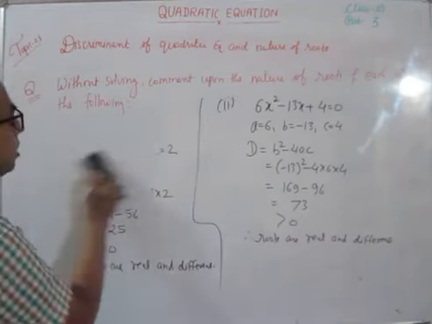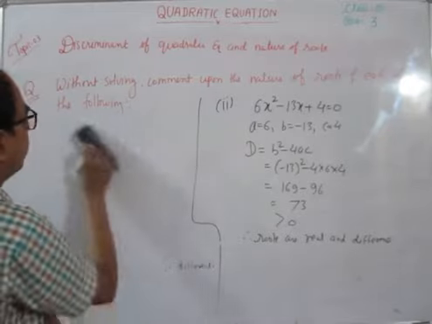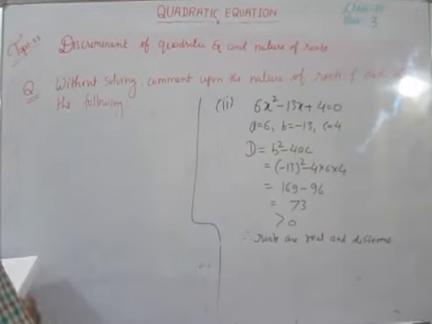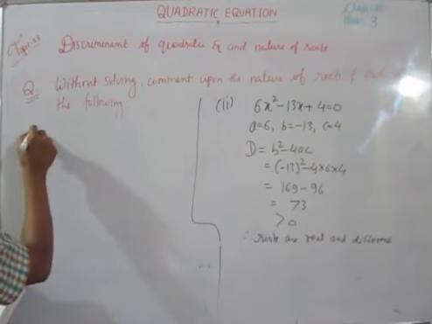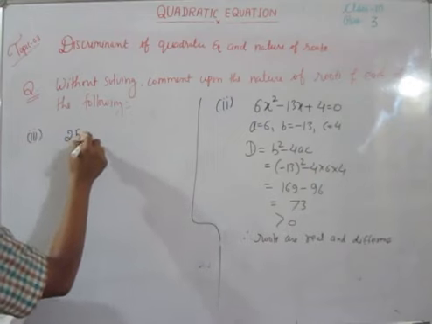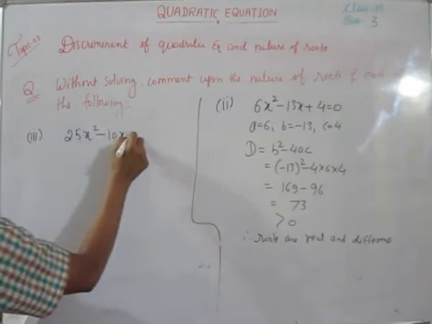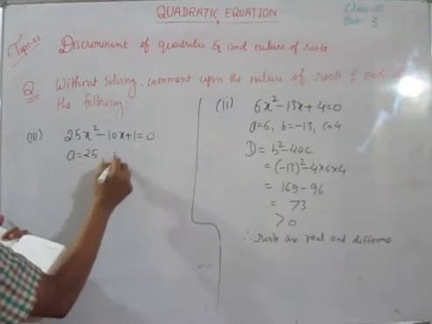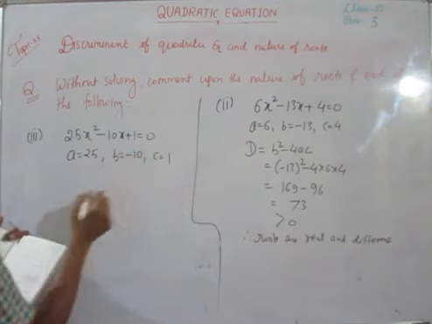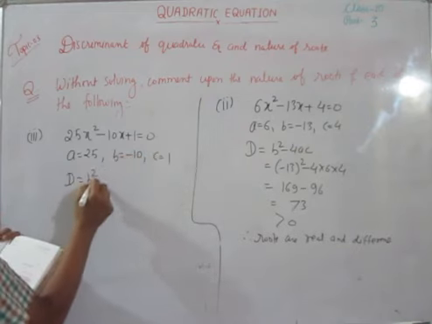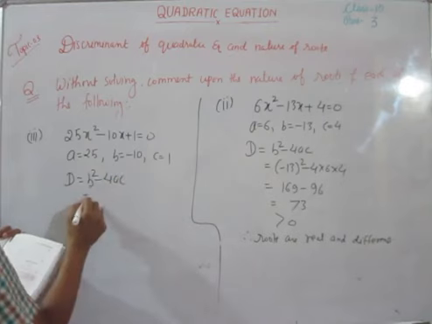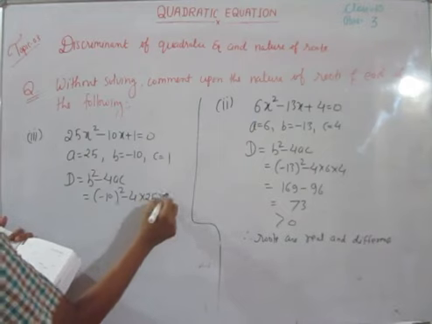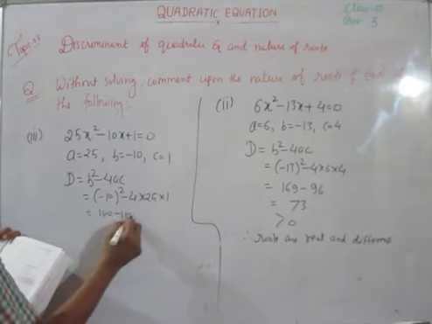Now let us consider the third equation. 25x square minus 10x plus 1 equal to 0. Here a is 25, b is minus 10 and c is 1. So discriminant will be b square minus 4ac, that is minus 10 whole square minus 4 times 25 times 1. So it will be 100 minus 100, that is 0.